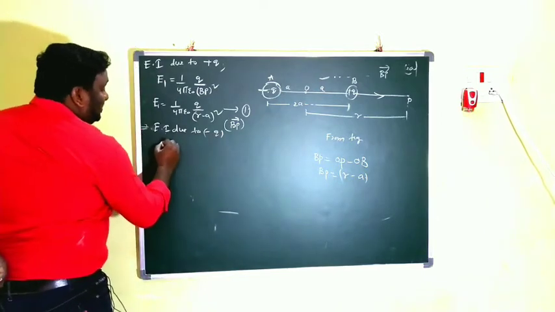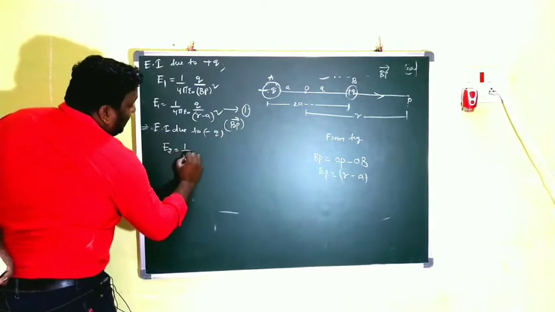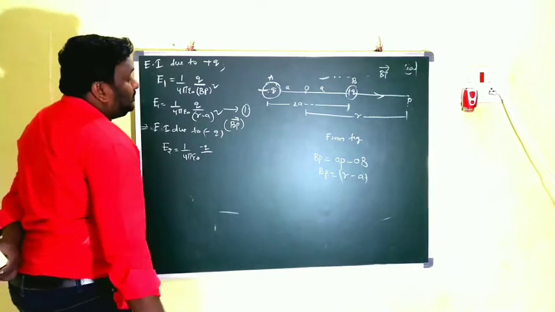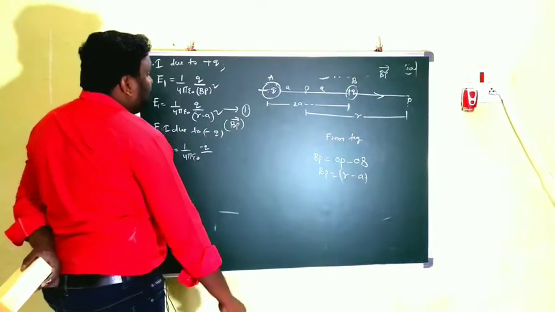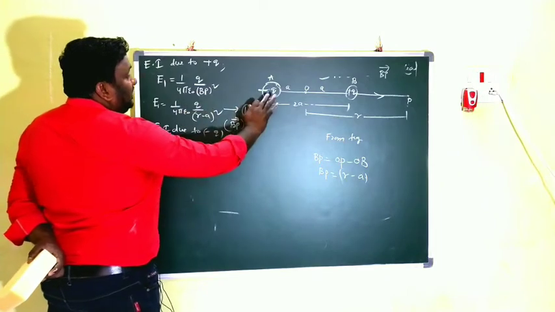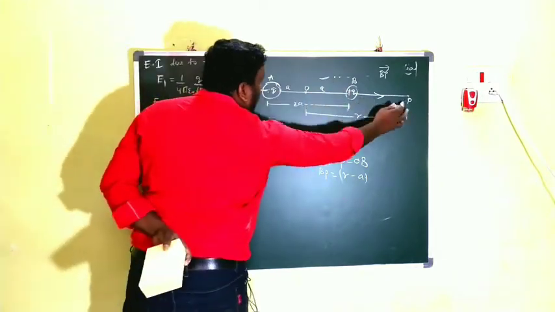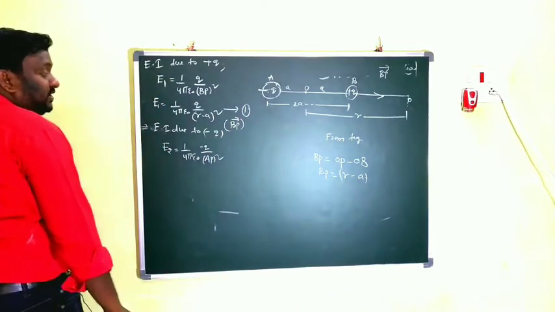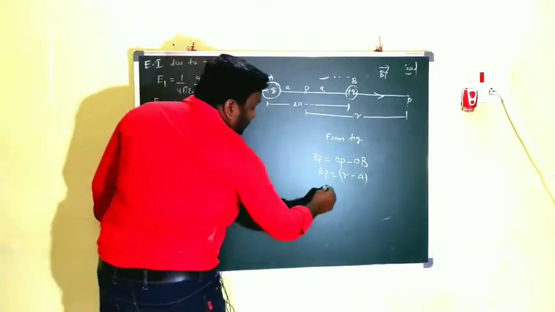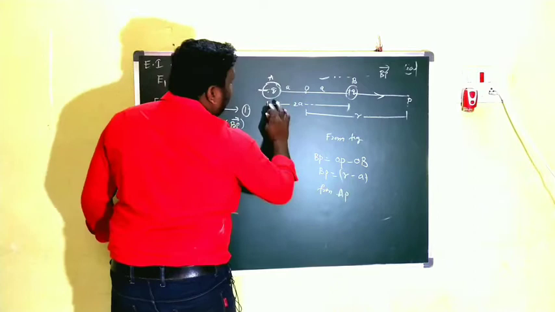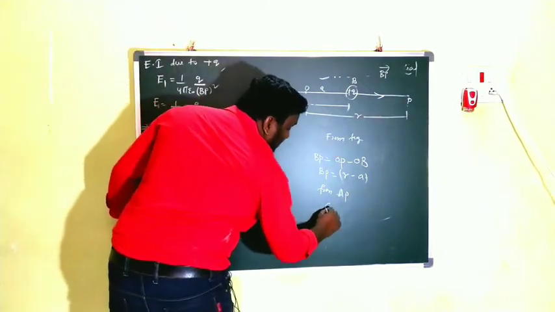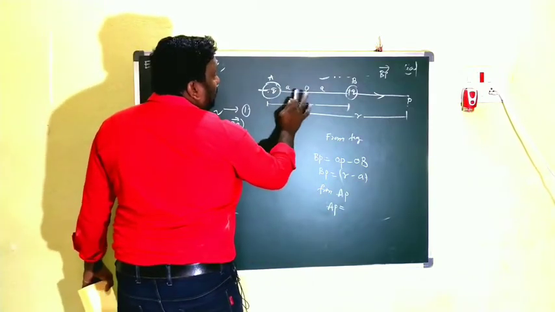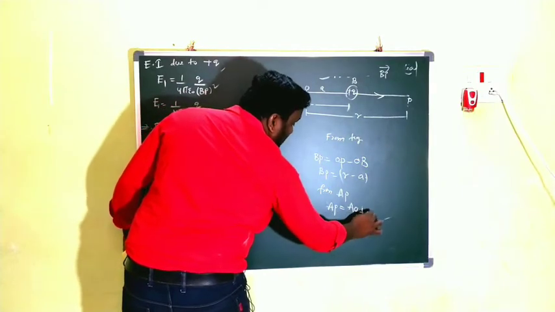Then I am writing here E2 is equal to, by using the same formula, 1 by 4 pi epsilon into minus q by, here what is the distance between minus q and P? AP. AP whole square. Again from the figure I am writing AP. What is meant by AP? AP can be written as AO plus OP.